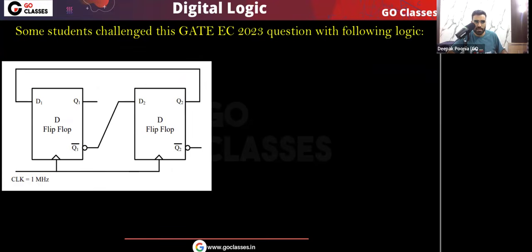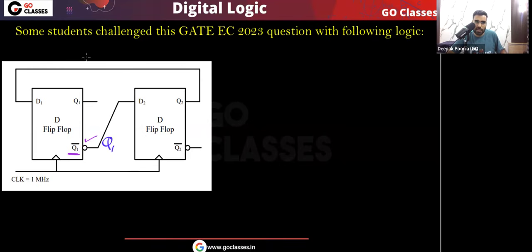See what logic they used. They looked at the logical symbol of the D flip flop. In this logical symbol, you are writing Q1 complement, and then you are writing a bubble. The students argued that because the symbol has Q1 complement and there is a bubble, it simply means that Q1 complement with the help of the bubble will become Q1.